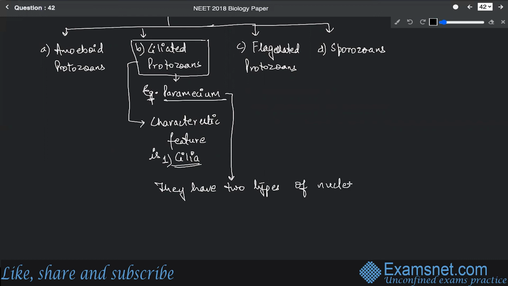One is called the macronucleus and the other is called the micronucleus. So since they have the presence of two types of nucleus, that's why the ciliated protozoans are different from the other categories of protozoans.